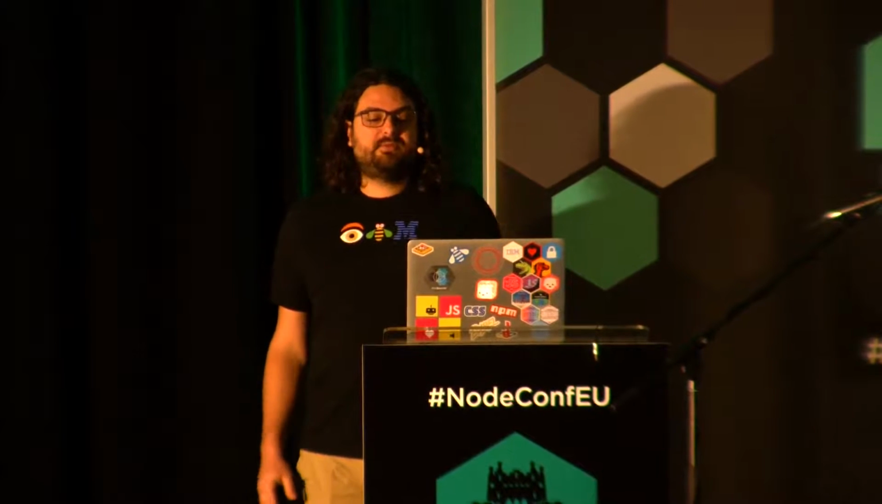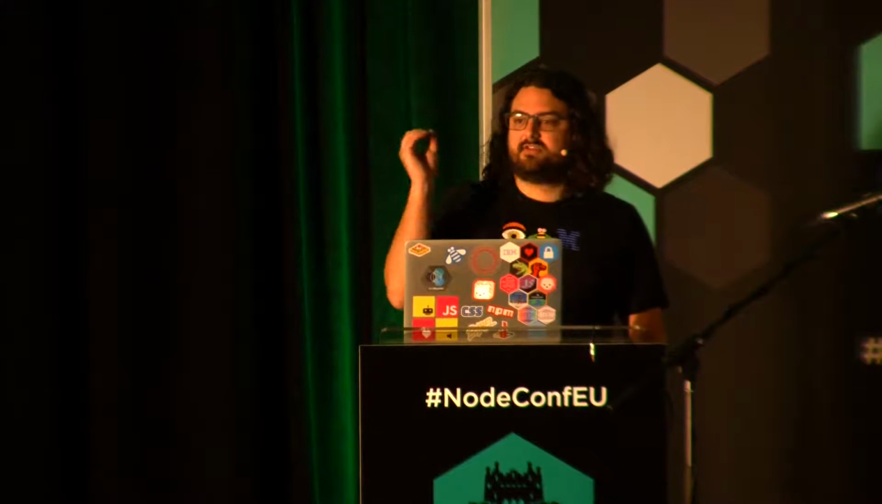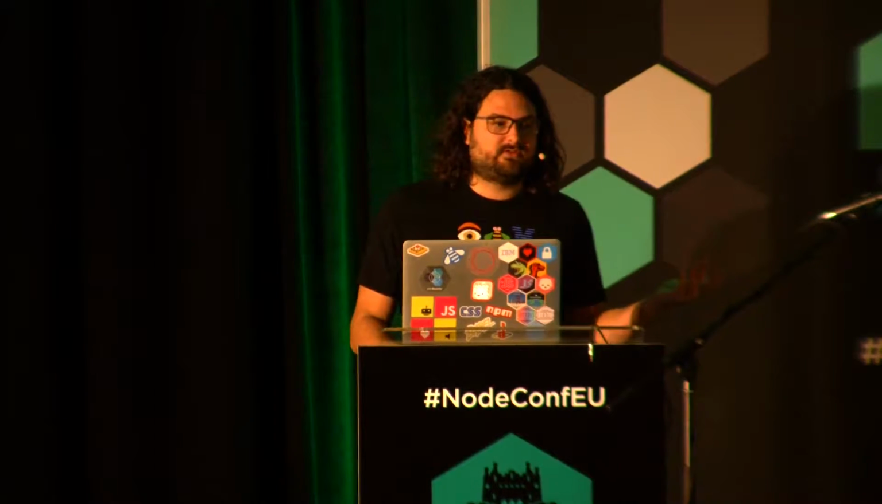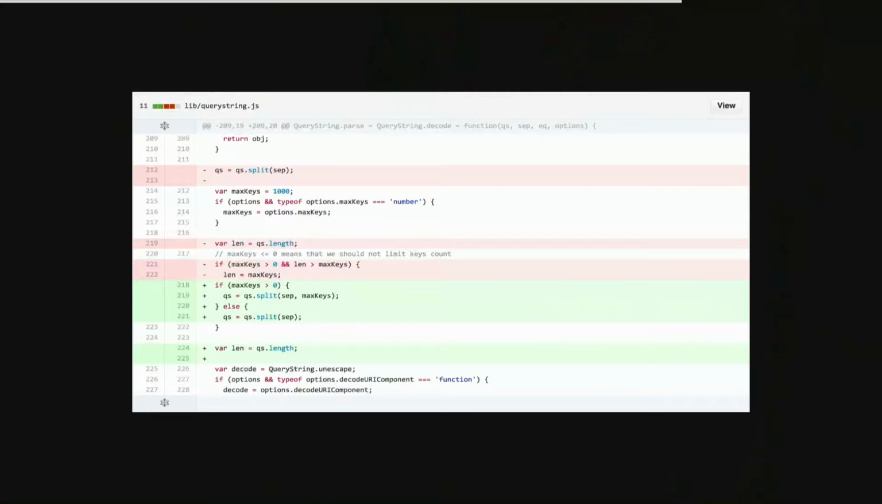Simply by using String.prototype.split and passing the max keys argument to the split method, which you can do as an argument, we were able to speed up querystring.parse. As you can see here in the code, it was a pretty minor change. It was only about 4 or 5 lines. And as we were just saying, querystring.parse is used in Body Parser, which is used in Express. This is really hot code.